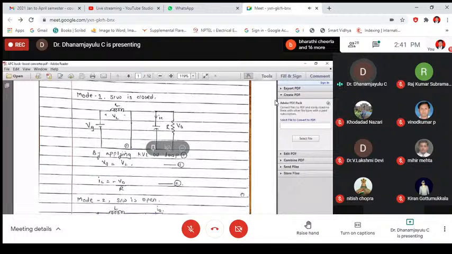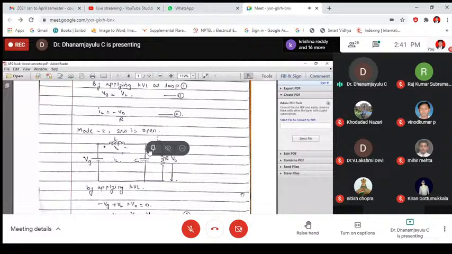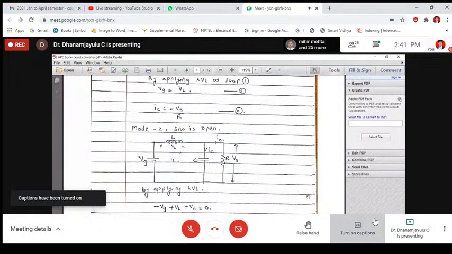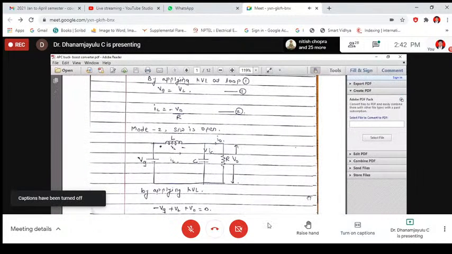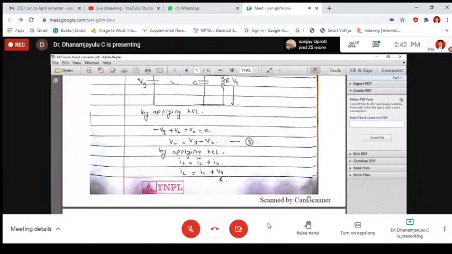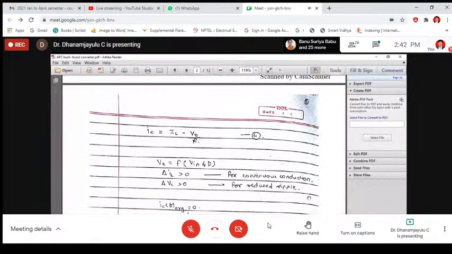And when the switch is open, whatever energy is there across the inductor will transfer to the load. That means apply Kirchhoff's voltage law, that is minus Vg plus VL plus V0 equal to 0, and the inductor voltage is Vg minus V0. We will apply Kirchhoff's current law, IL equal to IC plus I0. IL is IC plus V0 by R, and we get IC is IL minus V0 by R, and V0 equal to Vin times a function of the duty ratio.